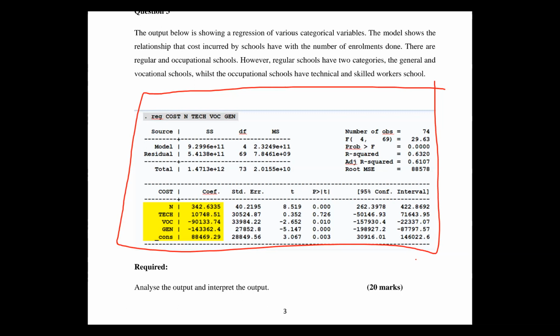So the output was generated here. Okay, just a minute. Yes. So while Stata was commanded, there was this output that we got. So what we are required to do is to analyze the output and interpret the outcome. Is the class being recorded? Okay.